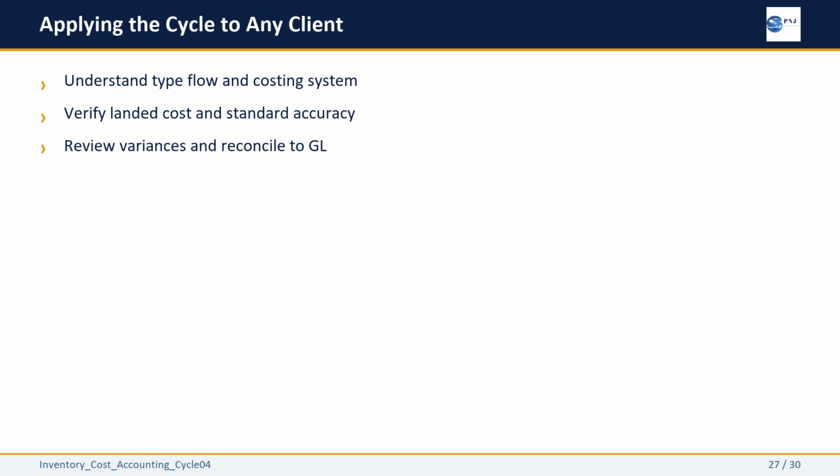Here is the 5-step advisory method that makes this real for any client. First, understand the inventory type, production flow, and costing system. Second, verify the landed cost policy and that duties and freight are capitalized. Third, assess standard cost accuracy and the overhead absorption rate against recent data. Fourth, review the variance reports and check that significant items are actually investigated. Fifth, reconcile the subledger to the GL and assess LCNRV. Steps 3 and 4 are where advisory work beats bookkeeping.